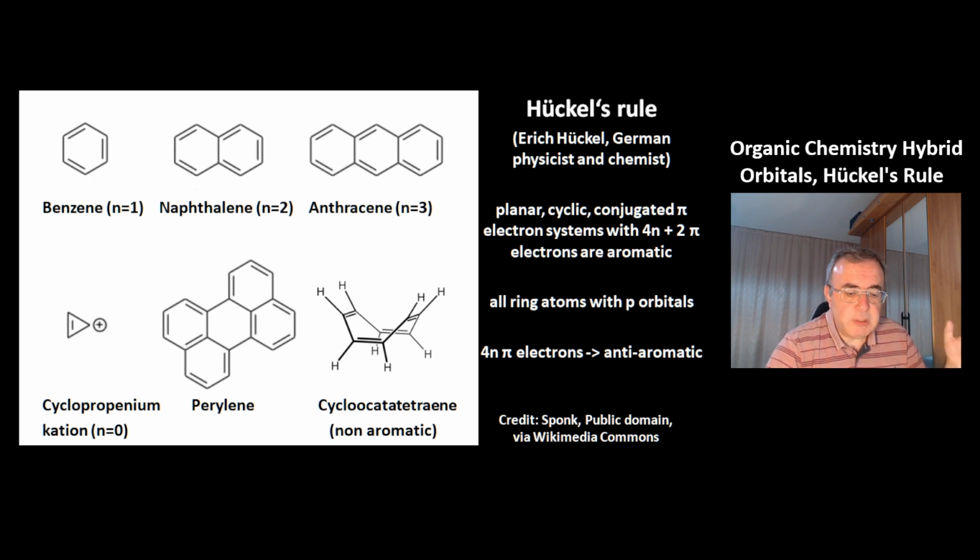At the left, there are a few examples. Top left, that's benzene. In this case, n is 1, that's aromatic. Naphthalene, n equals 2, is also aromatic. And anthracene, n is 3, is also aromatic. Bottom left, the cyclopropenium cation with n equals 0 is also aromatic.